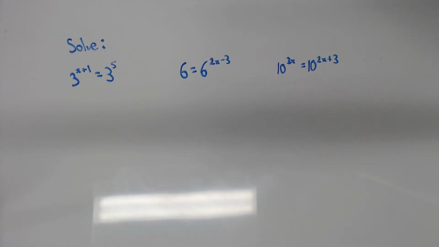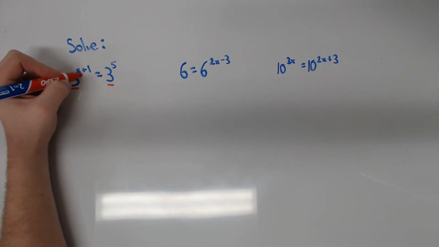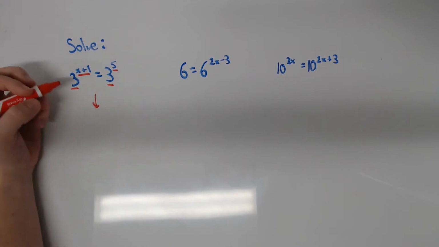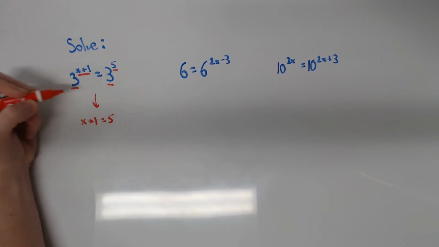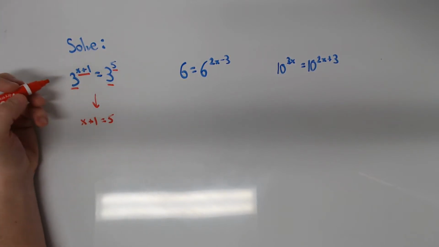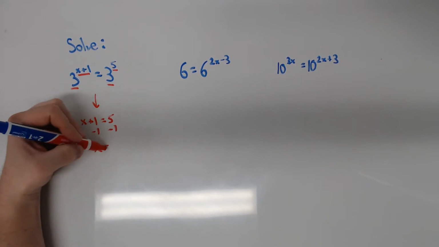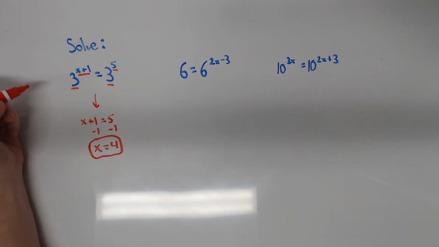Here's 3 more examples of solving equations like this. So again, if the bases match, the exponents have to match. So my method for solving this is write an equation between just the exponents. I already know the bases match. Now I need to make sure the exponents match. So I'm going to subtract 1 on each side, and I get x equals 4. That's my solution to the equation.